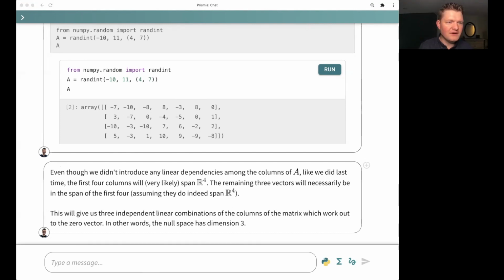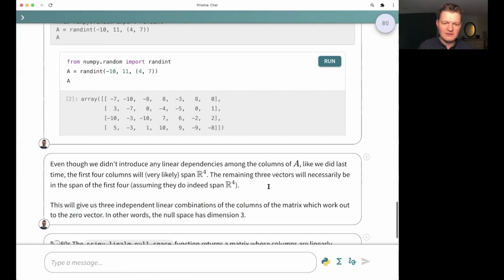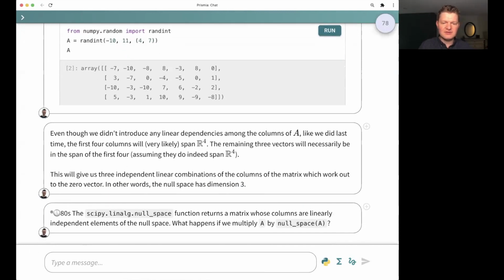All right, as some folks used on that particular problem, the scipy.linalg.null_space function returns a matrix whose columns are linearly independent elements of the null space. And so this question is, what happens if we multiply that matrix that is returned by this function? What if we multiply A @ null space of A? You could do it, but you can also think about conceptually, what does it have to be?